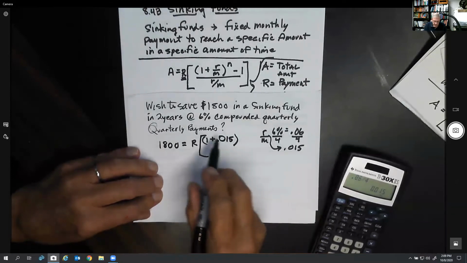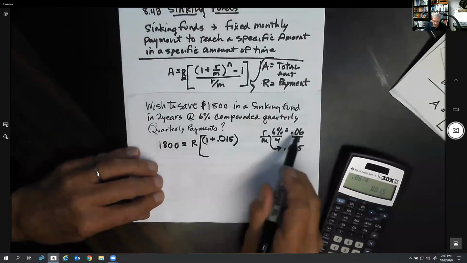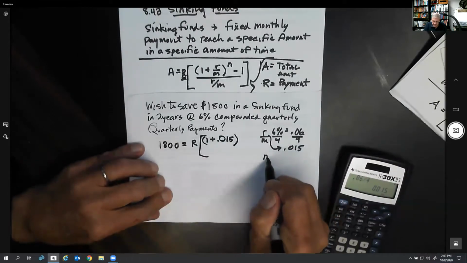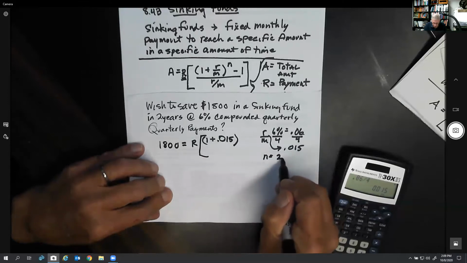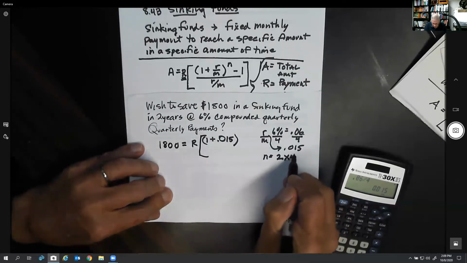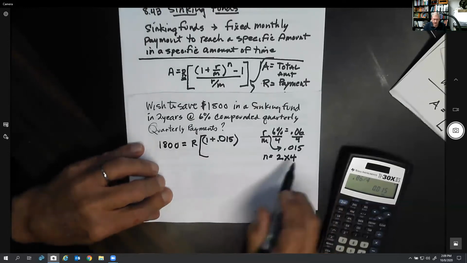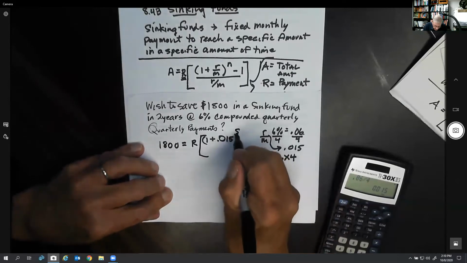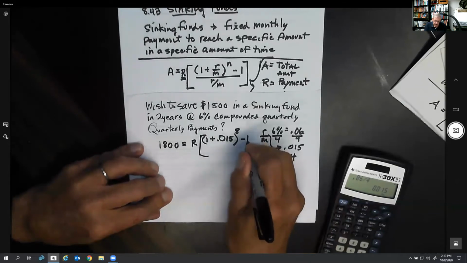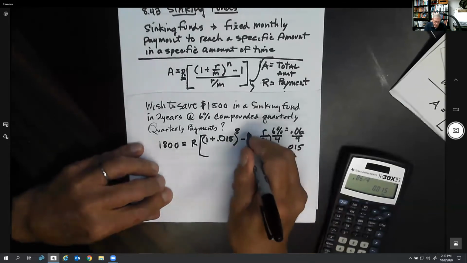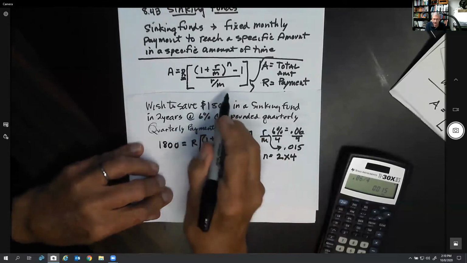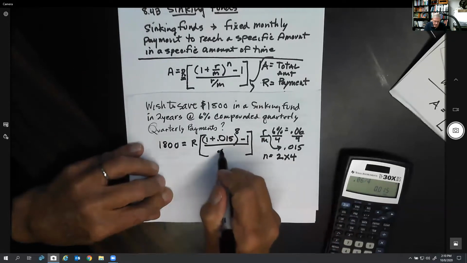Then we're going to raise it to a power. And the power we're going to take it to is the number of years. So n is equal to the number of years, which is 2, times how many times it's compounded in a year, which is 4. So it's 2 times 4 is 8. Then we're going to subtract 1. This reduces it back to kind of like a decimal. And we're going to take this whole thing and divide it by r over m again. And we know what that is, 0.015.